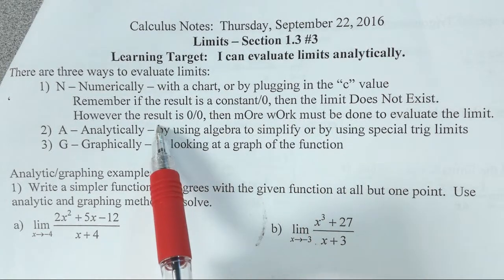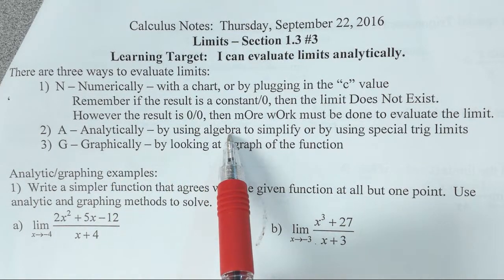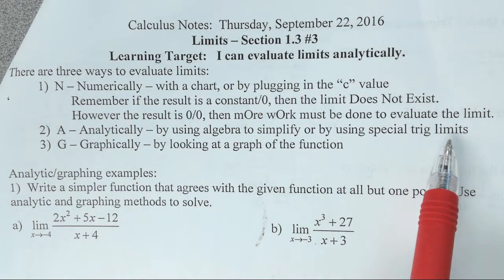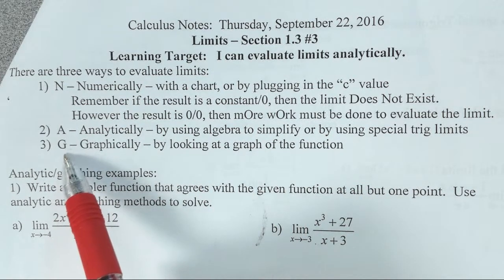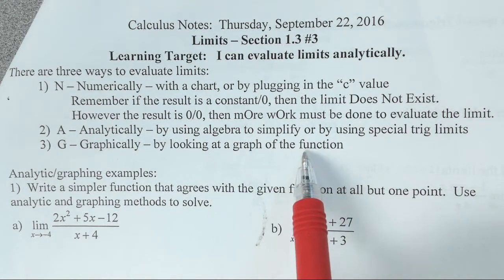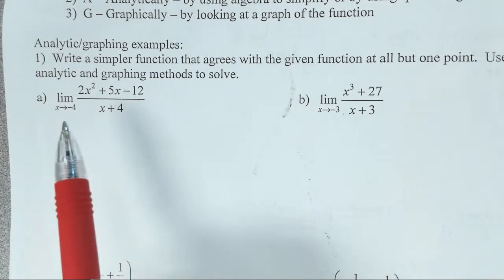The more work we might have to do is an analytical method, which means we're going to use algebra, or we might use some special trig limits that we're going to learn about here in a minute. Or we may want to do the problem graphically. By looking at the graph, sometimes we can tell what the limit is. So these are some examples of some analytic methods.